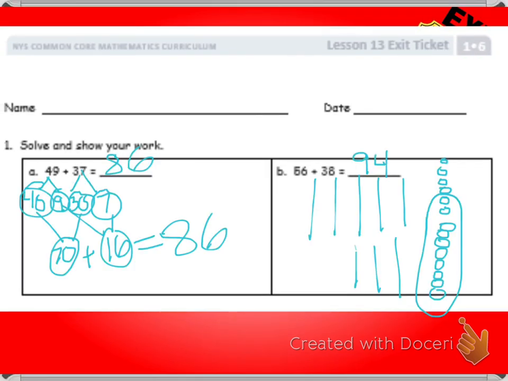All right, so now for your exit ticket, for A, you should have gotten 86, and B, you should have gotten 94. Go ahead and check your work. Make sure that you have it correct. With that crayon, put a check if you got it correct. If you got something wrong, use that crayon to show what you got wrong. Then put your exit ticket in your stop folder, please.